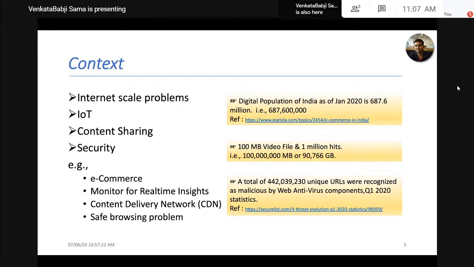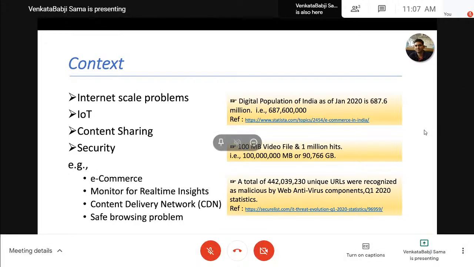90,760 GB. I would have thought of taking a static IP from my ISP maybe a decade and a half back, putting my video and sharing the link with my friends, but we know that that is not possible. My ISP or my machine can never serve so much data. And 1 million hits is not like over a month. It can happen even in a day, right?